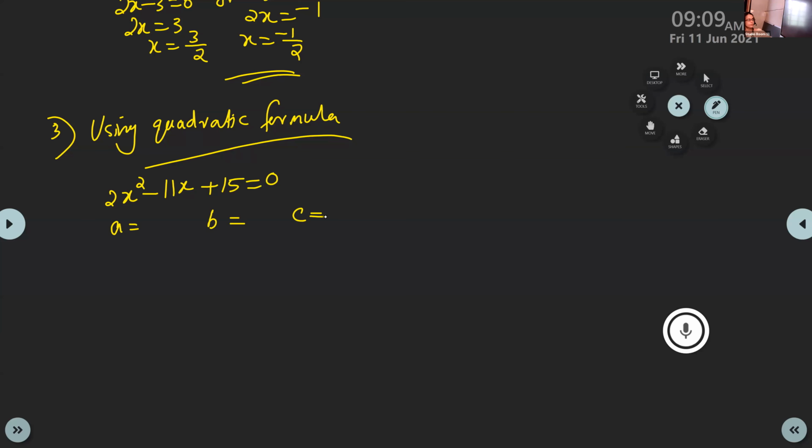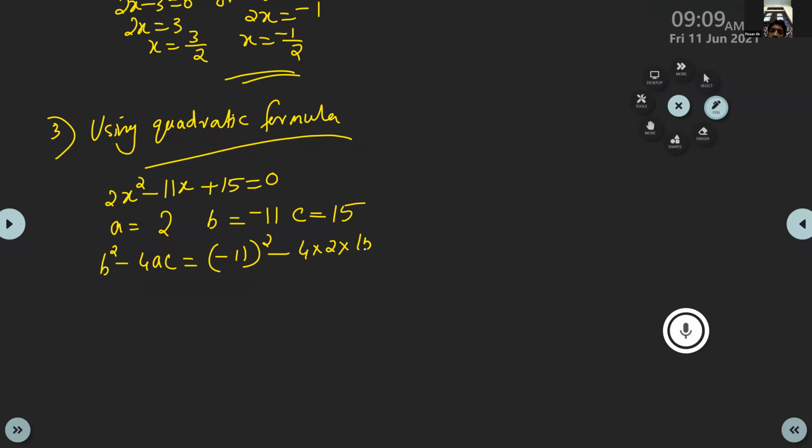What is A? A is 2, and B is negative 11. C is 15. Now we will find B square minus 4AC: minus 11 square minus 4 into 2 into 15. Find how much it is.